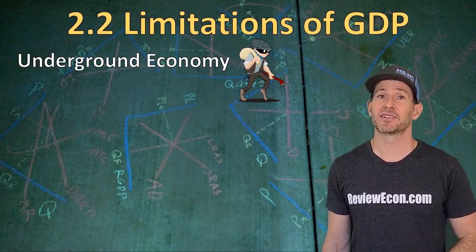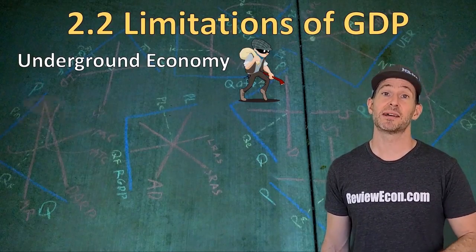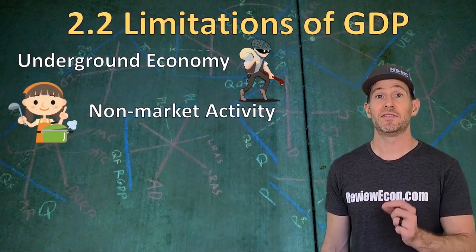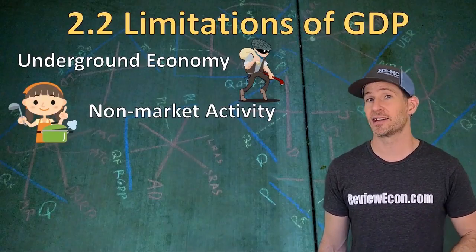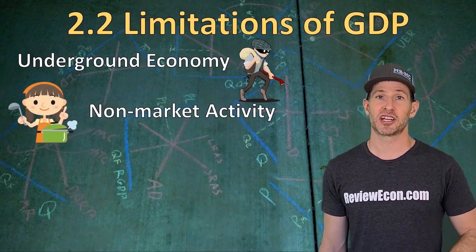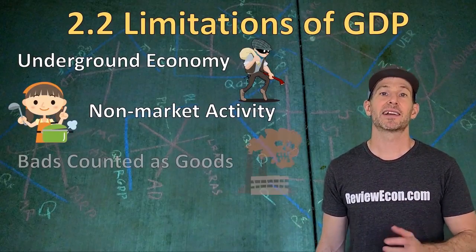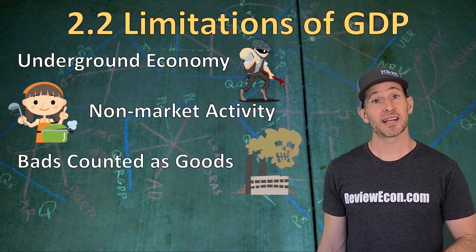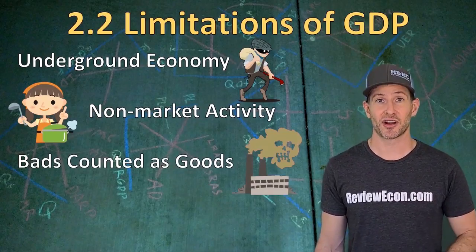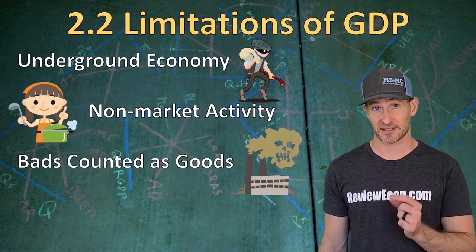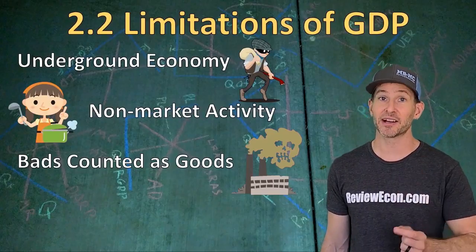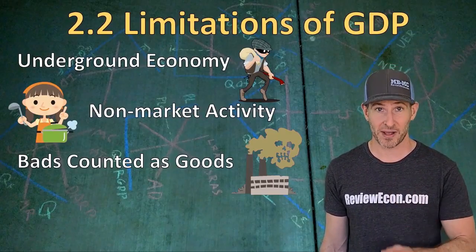The next inaccuracy we have is home production, sometimes called non-market activities. If you cook your own food, we don't count that in GDP. It only gets counted in GDP if you go to a restaurant and purchase food that somebody else prepared. The next one is bads counted as goods. Sometimes pollution or natural disasters occur, and the cleanup efforts are counted as a positive in GDP, making it appear as though those disasters were better for the economy.